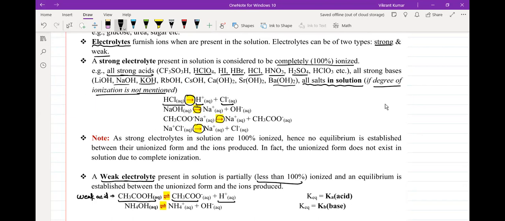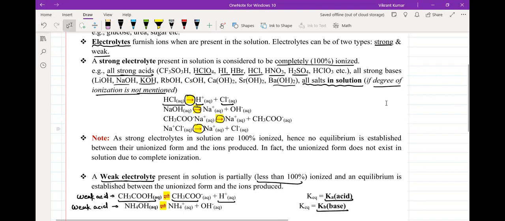So for weak acid, the equilibrium constant for its ionization reaction is called Ka of acid. And for weak base, the ionization constant or the equilibrium constant is called Kb of base. Simple है. A stands for acid, B stands for base. Simple है. देखो salt यहाँ दिख रही है.